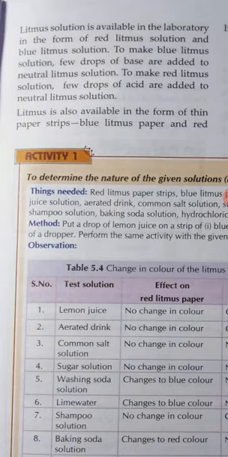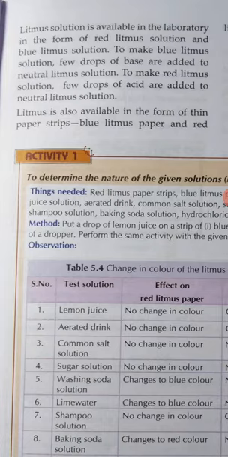The other form of litmus that we get in the laboratory is as a thin strip of paper. There are two types: blue litmus paper and red litmus paper. The color change will be the same. A blue litmus paper will change into red, blue to red, in acidic medium, and when it changes from red to blue, it is basic medium.